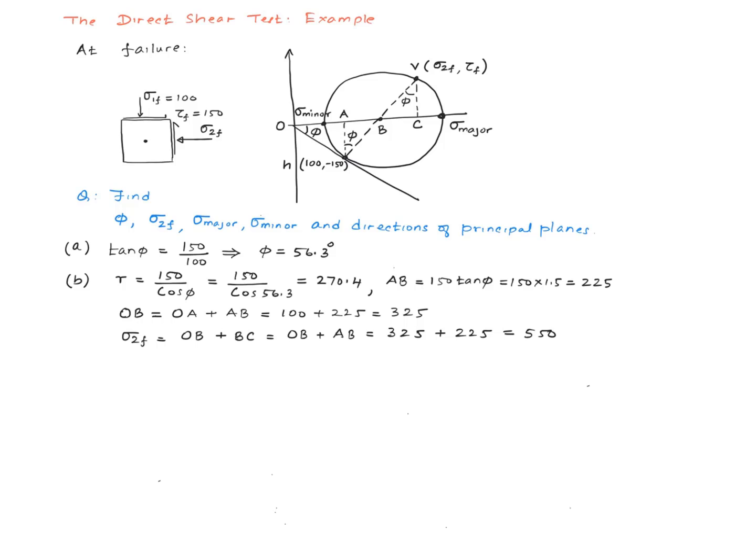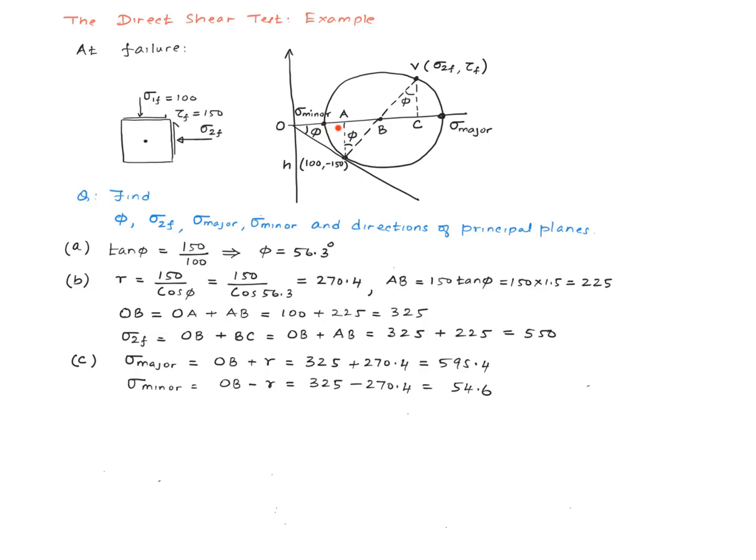Then by considering the same triangle, I found this distance AB, which works out to be 225. We know the AB and BC are equal to each other, right? Alright, so first I found the distance to the center, O to B, by adding AB to OA. So 100 plus 225, that works out to be 325. So now we know the distance to the center. All I have to do is to add BC to it in order to get the value of sigma 2f. So that works out to be 550.